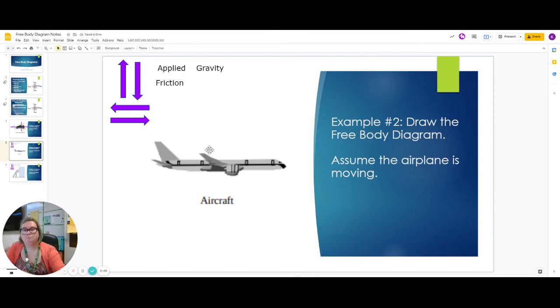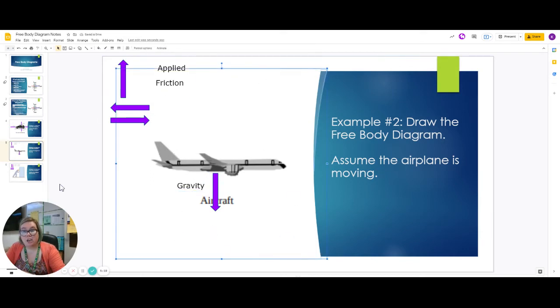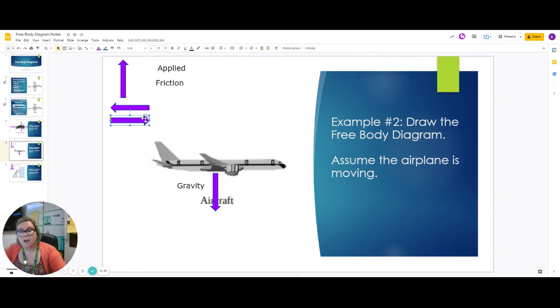So I'm actually just going to delete this one since I know we don't have normal force happening for this plane. Now, again, we're still on Earth, so I've got gravity happening, and that's going to be pulling down. I'm going to go ahead and label that gravity. And now here's where this one gets a little bit trickier. If we look at our plane, we can assume it's moving to the right. So that's going to be an applied force. Our applied force is the direction of motion.